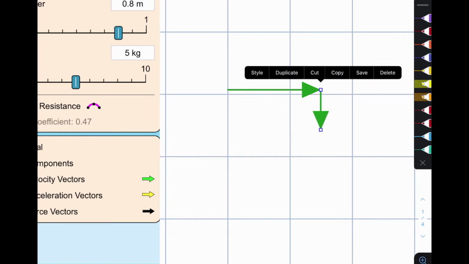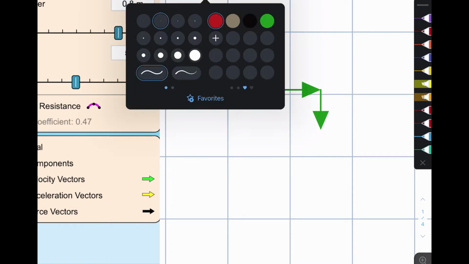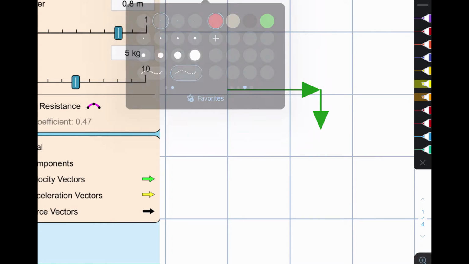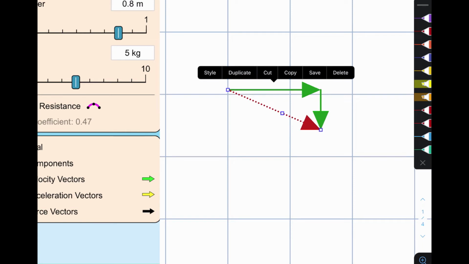The tip-to-tail method means take one of the components and start its tail at the tip of the second. So I took the horizontal component, and then I started the vertical component, or the downward arrow, right where that horizontal arrow ended. And now I make one arrow from the beginning to the end. And let's straighten that arrow out. And that arrow represents the actual velocity. So my velocity is downwards to the right. And that's what we call combining a vector.